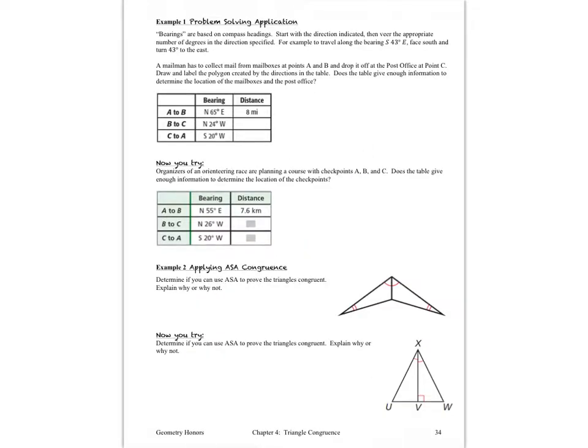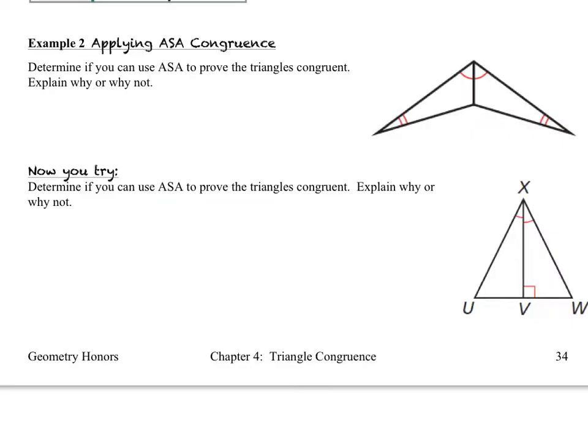We are going to skip example 1 and move right into example 2. Example 2, applying angle-side-angle congruence. We want to be able to determine if we can use angle-side-angle to prove the triangles are congruent, and then we're going to explain why or why not. Okay, let's take a look.